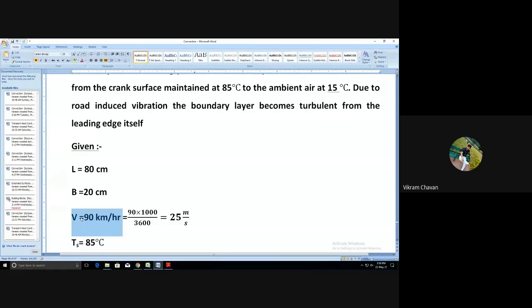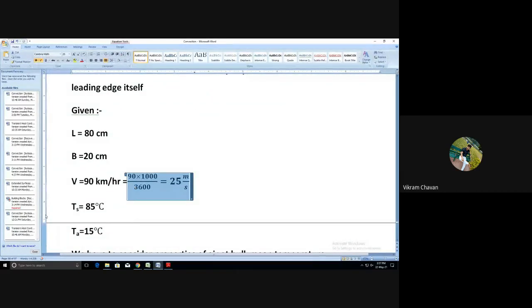Okay, so 90 kilometer multiplied by 1000 divided by 3600. So we will get the velocity in meter per second as 25 meter per second. Okay, 25 meter per second. Now another thing, they have provided Ts, that is the surface temperature of the engine, as 85 degrees Celsius, and the ambient air temperature as 15 degrees Celsius.